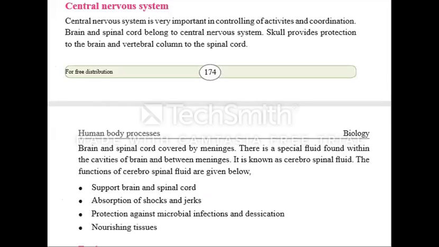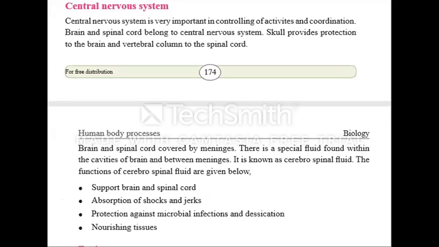Now let's move on to the central nervous system. That is one of the most important parts of our human body. It is important in controlling all the activities in our body and also in coordination. The brain and the spinal cord belong to the central nervous system.